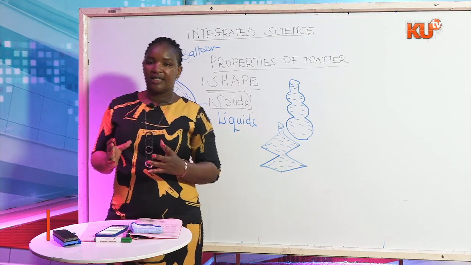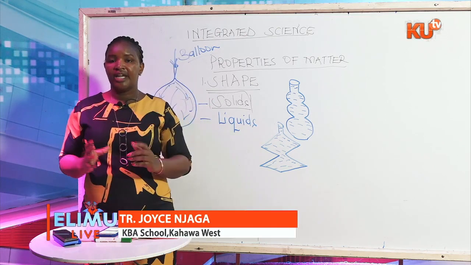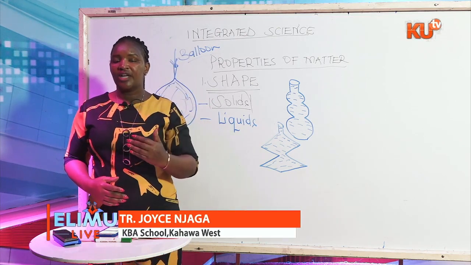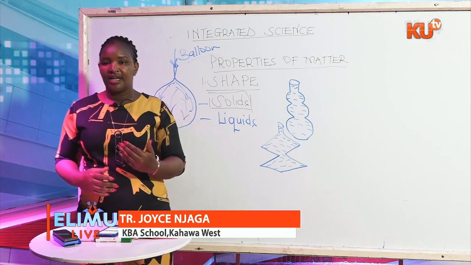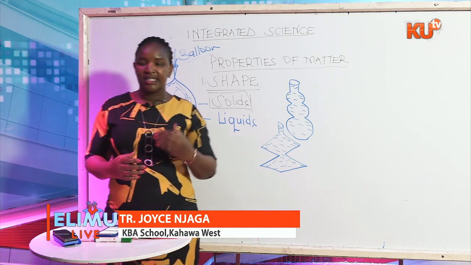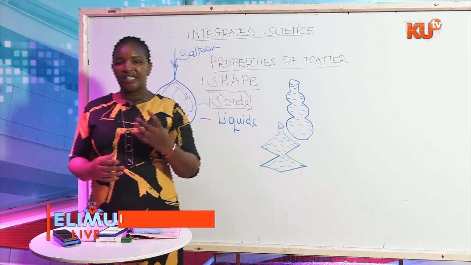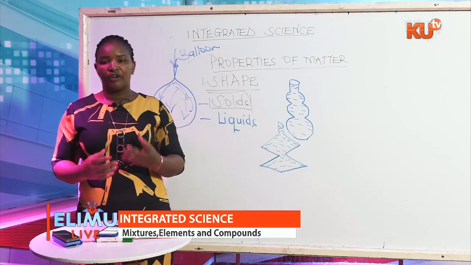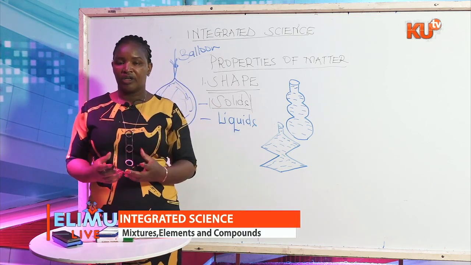So, students, we come to the end of our lesson today. In our next lesson, we'll be looking at the other properties of matter that I've already mentioned. That is density, compressibility, ability to flow, and also volume.